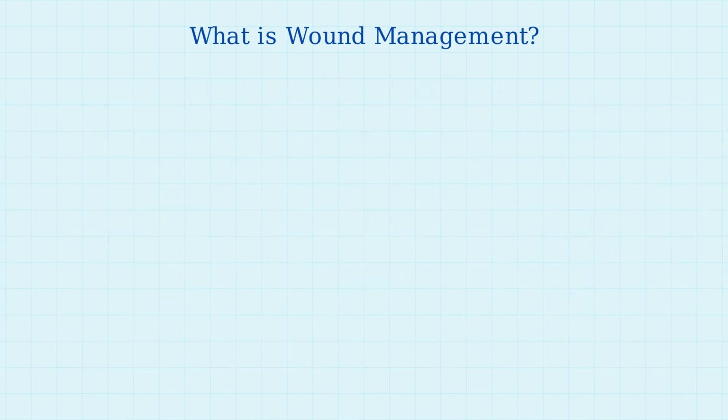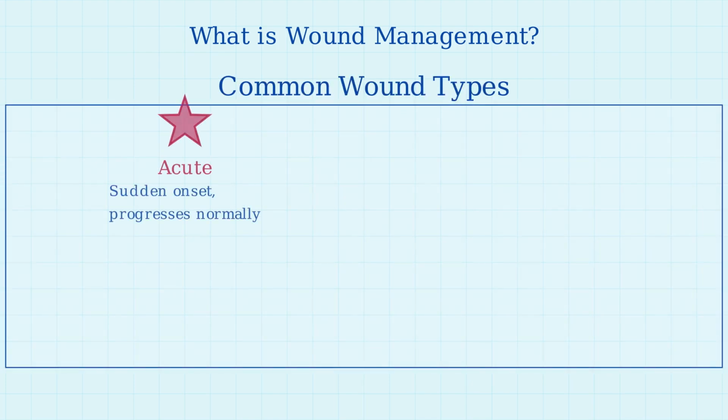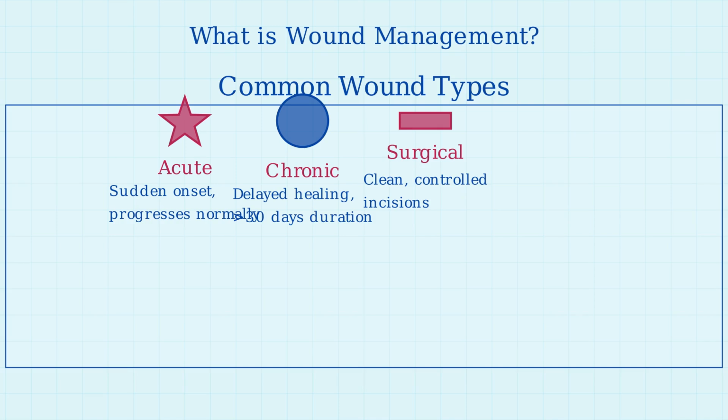Understanding different wound types is essential for choosing appropriate interventions. Wound types are classified into several categories. Acute wounds have sudden onset and typically progress through normal healing phases. Chronic wounds persist for more than 30 days and may stall in the inflammatory phase. Surgical wounds are clean, controlled incisions created during medical procedures. Traumatic wounds are irregular and often contaminated with debris or bacteria.